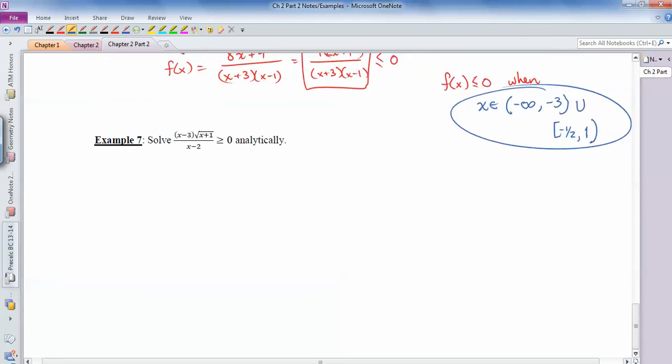Okay, so 7, it's a little bit uglier. So let's write out our domain first. The denominator tells us x cannot be 2. And the numerator, this part right here, we know that x plus 1 has to be greater than or equal to 0. So that tells us that x has to be greater than or equal to negative 1. So really you could think of the domain as this. It's everything from negative 1 up to 2, union 2, and on.